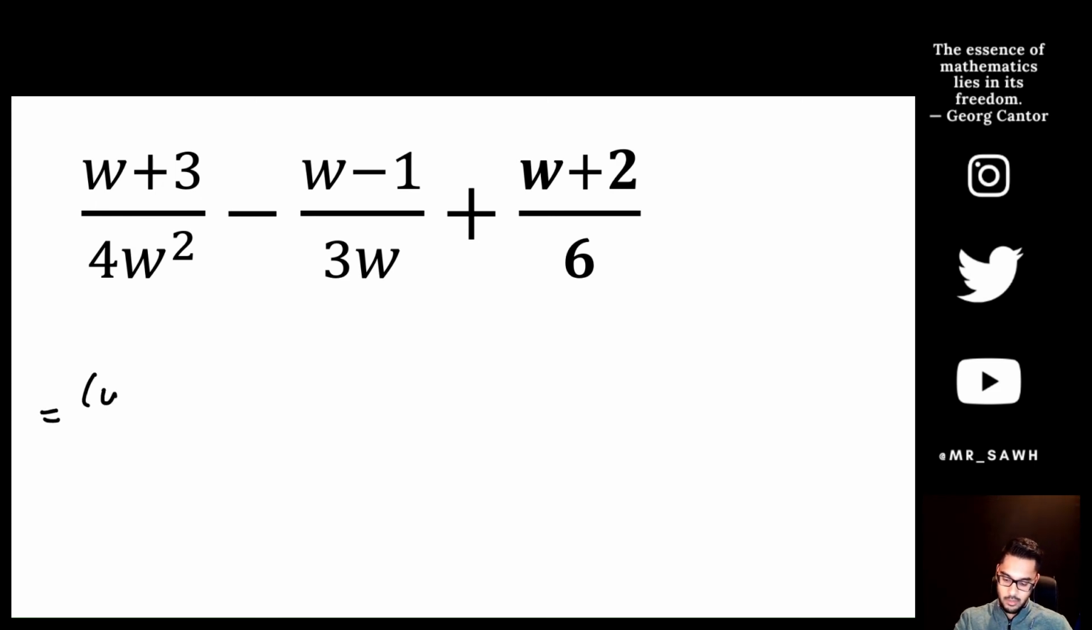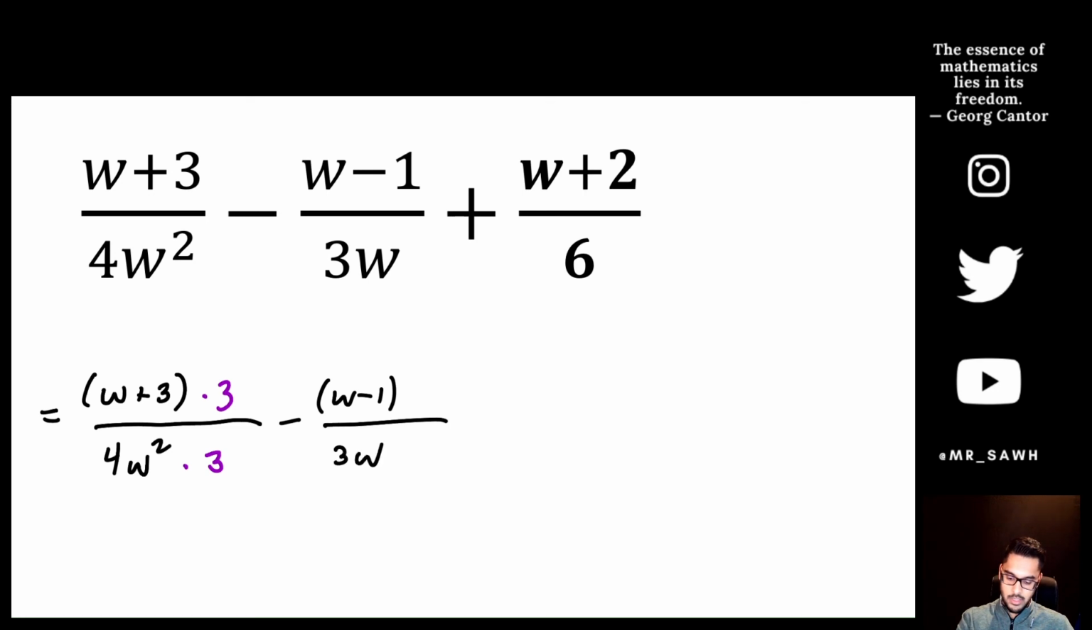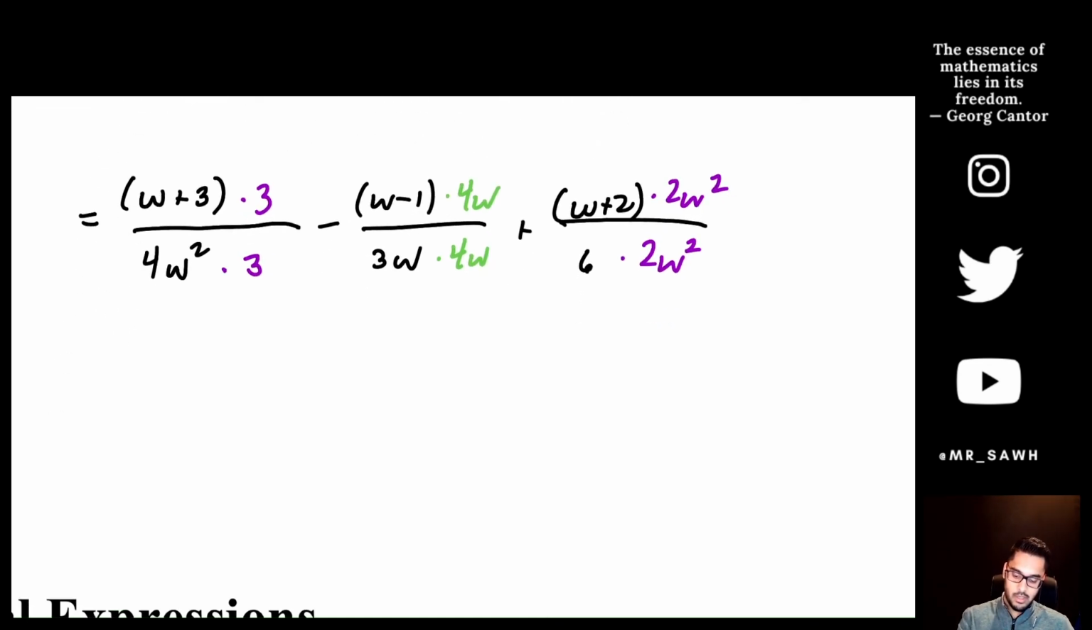Okay, so I've got w plus 3 right now. I've got 4w squared right now, and I want to get to 12w squared, so multiply top and bottom by 3. Second fraction, w minus 1. There's a 3w. Again, I want to get to 12w squared, so 4w is required. And plus, there's a w plus 2. Here's a 6th. Again, 12w squared, so 2w squared is what's missing. Okay, and I can multiply each of those out and then start to simplify.